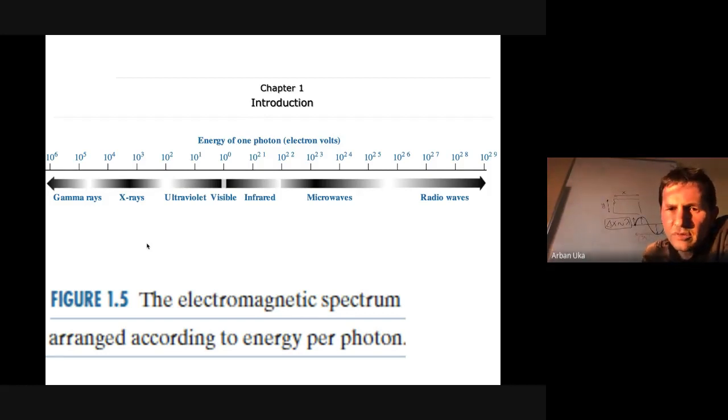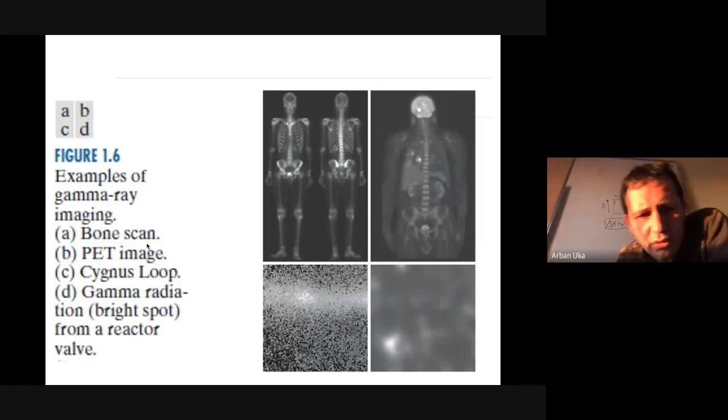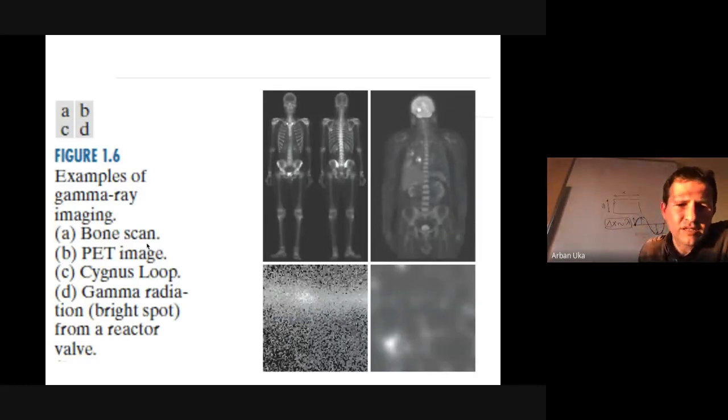Let's remember this now. Let's move a little further. So here we have different examples using different imaging modalities. The first scan is a bone scan. The second scan is a positron emission tomography image, which is PET. Positron is like the other particle, which is kind of equivalent to the electron. And here we have a gamma radiation bright spot.